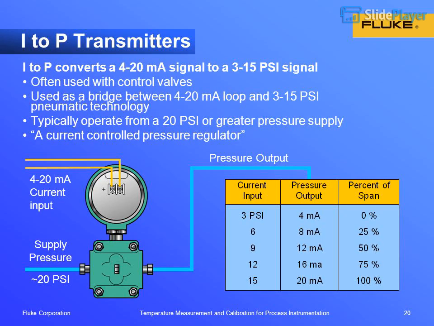I2P transmitters. An I2P converts a 4 to 20 mA signal to a 3 to 15 psi signal. Often used with control valves, as a bridge between the 4 to 20 mA loop and 3 to 15 psi pneumatic technology. Typically operates from a 20 psi or greater pressure supply. It is a current-controlled pressure regulator: 4 to 20 mA current input, pressure output.